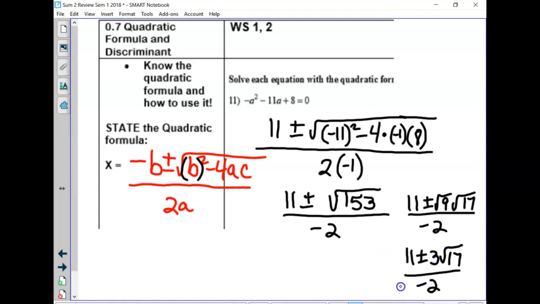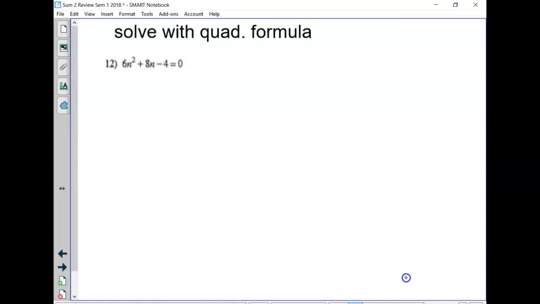You could distribute the negative to the top instead of the bottom. It just doesn't matter. But I wasn't tempted to cancel anything. I shouldn't on that one at least. All right, I can do more quadratic if you want me to. Yes, no?